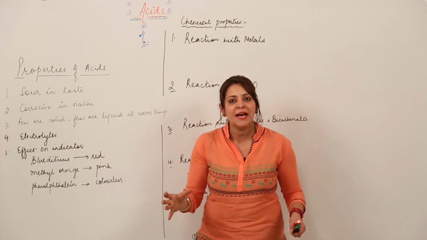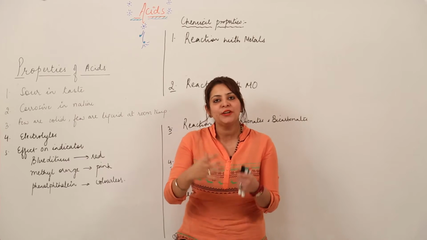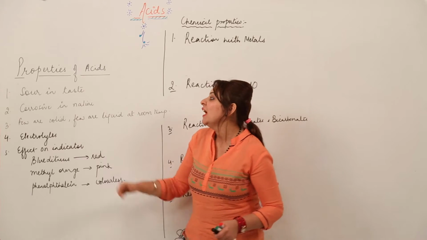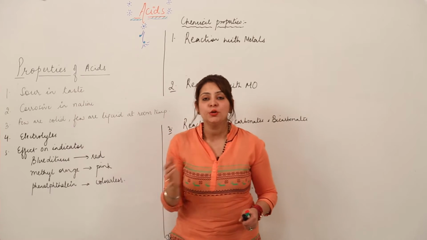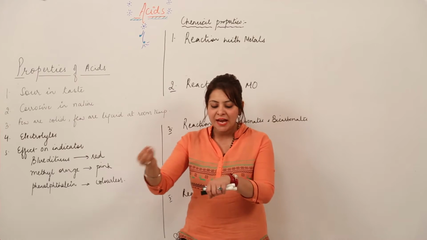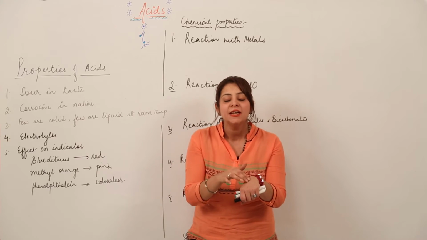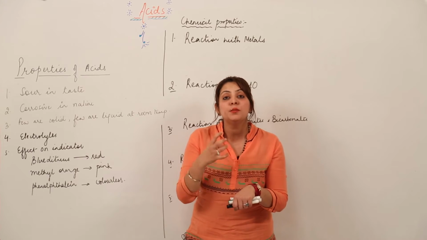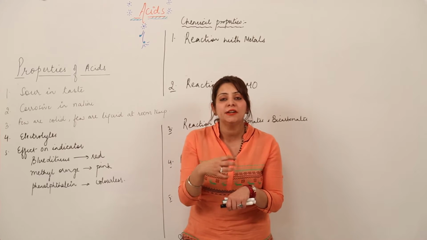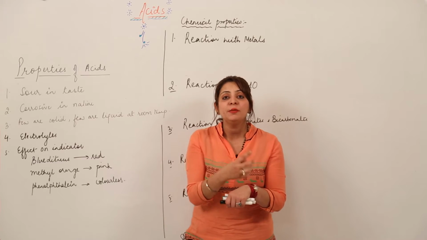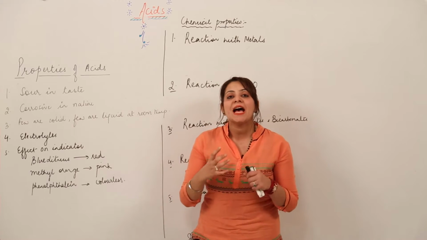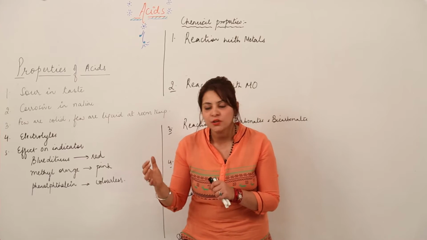That means most of the acids, or you can say 99.9% of the acids, are sour in taste. And they are corrosive in nature. Do you know what we mean by corrosive? Corrosive means that if the acid gets poured on my skin, it will get burned. Why does it burn? Because it extracts the water from the skin, leaving behind dry skin, which leads to the burning sensation. So we say acids are corrosive in nature.